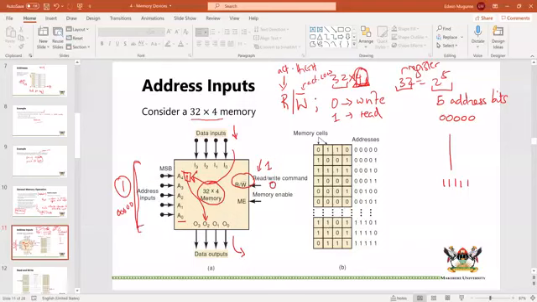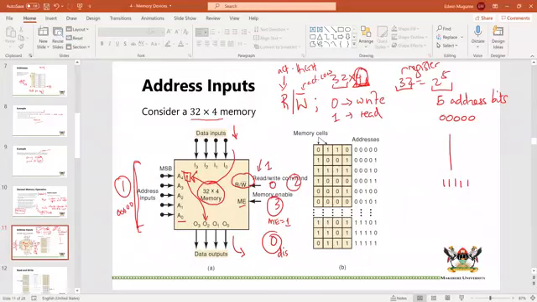Now, the memory enable also needs to be selected. So usually this is step 2, and this is usually step 3. After you give the command to either read or write, you deal with the memory enable. You can make memory enable 1, because if it is 0, then it is disabled. You can see that ME is active high.